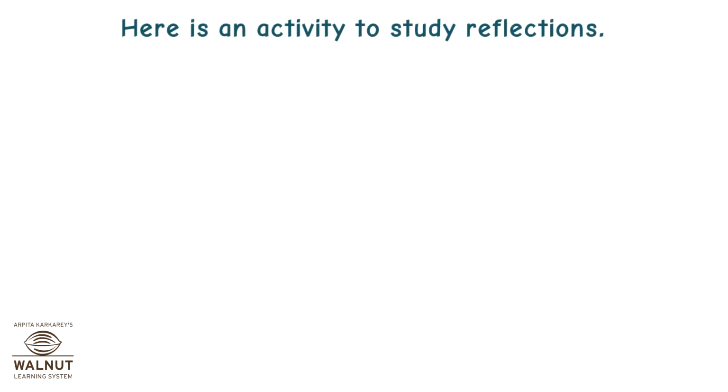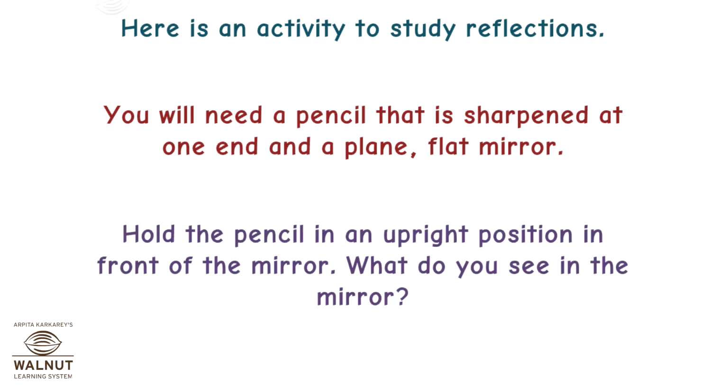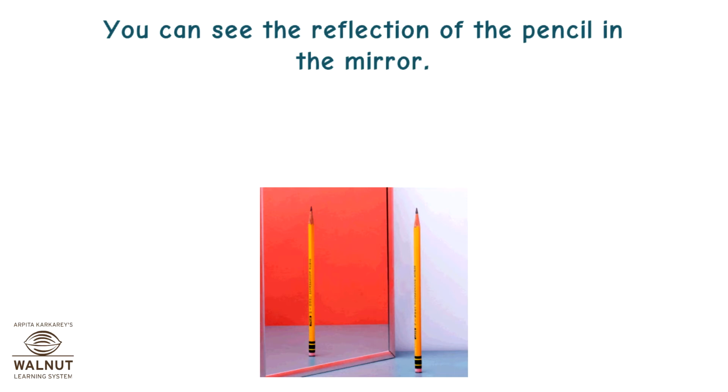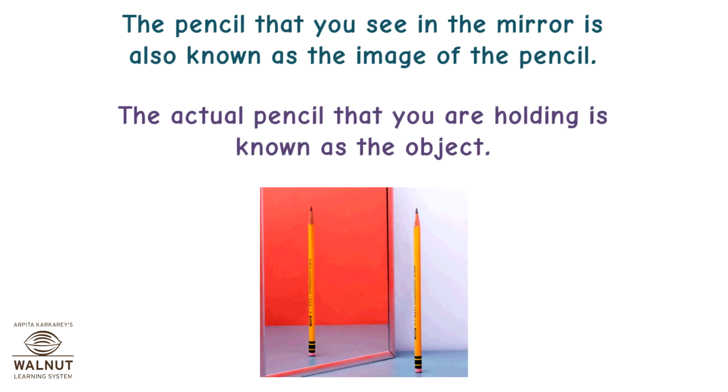Here is an activity to study reflections. You will need a pencil that is sharpened at one end and a plain flat mirror. Hold the pencil in an upright position in front of the mirror. What do you see in the mirror? You can see the reflection of the pencil in the mirror. The pencil that you see in the mirror is also known as the image of the pencil. The actual pencil that you're holding is known as the object.